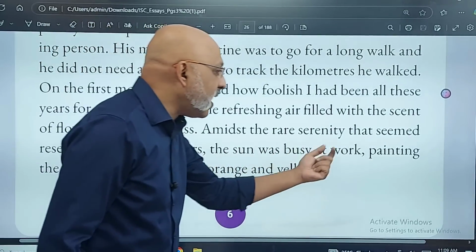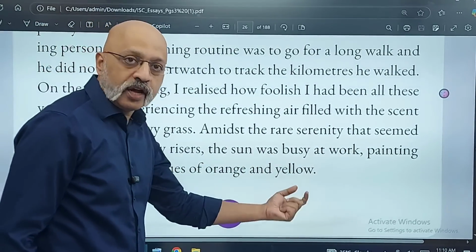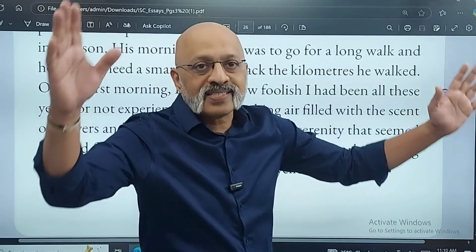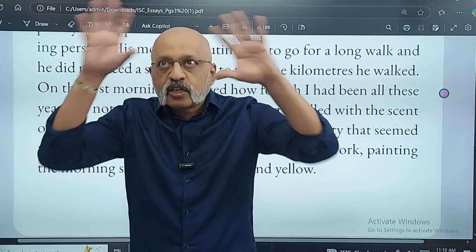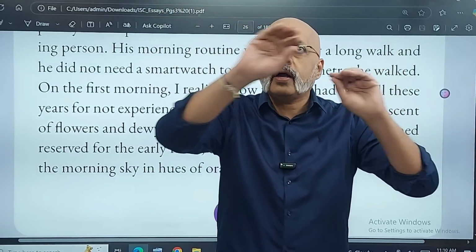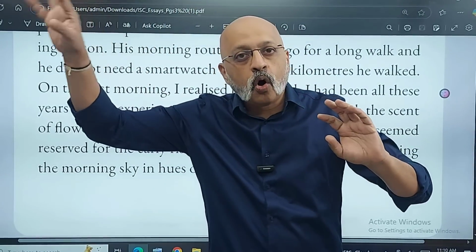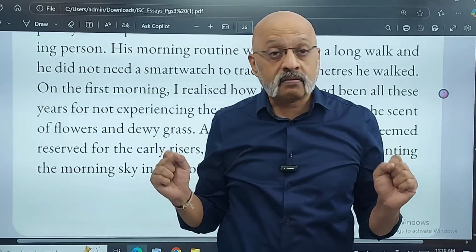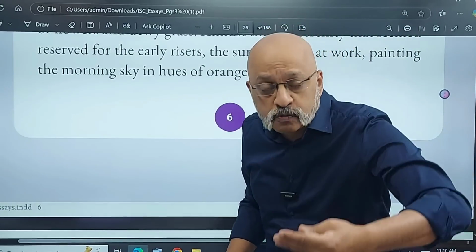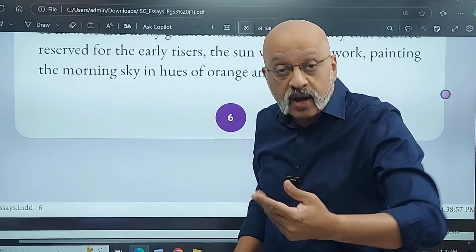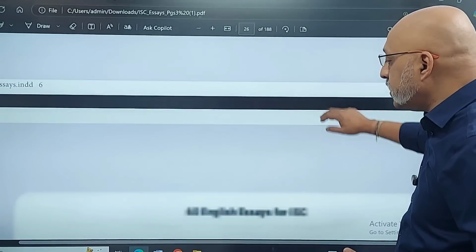The sun was busy at work painting the morning sky in hues of orange and yellow. So you are kind of giving a sense. As you read this last line, your mind paints a picture: okay, it must have been like this, the morning sky, the sun is breaking through, the sun is yellow, orange, those kind of bright, radiant colors, right? So this is the sense of smell of flowers and the sense of sight. Now we will get into more detail.